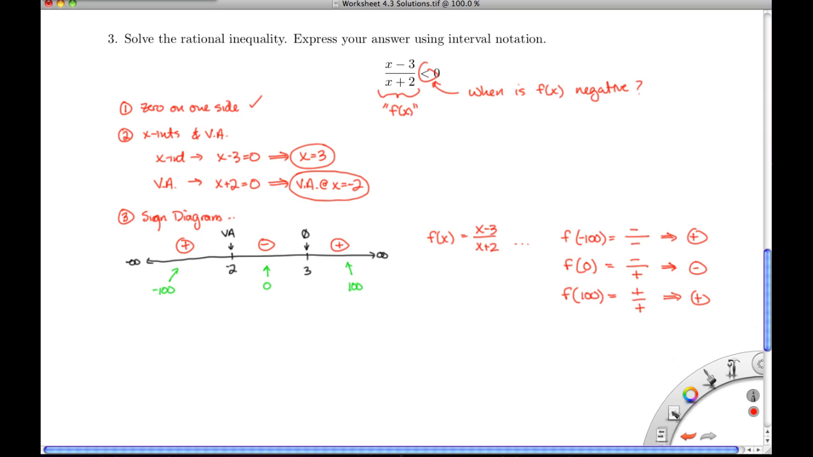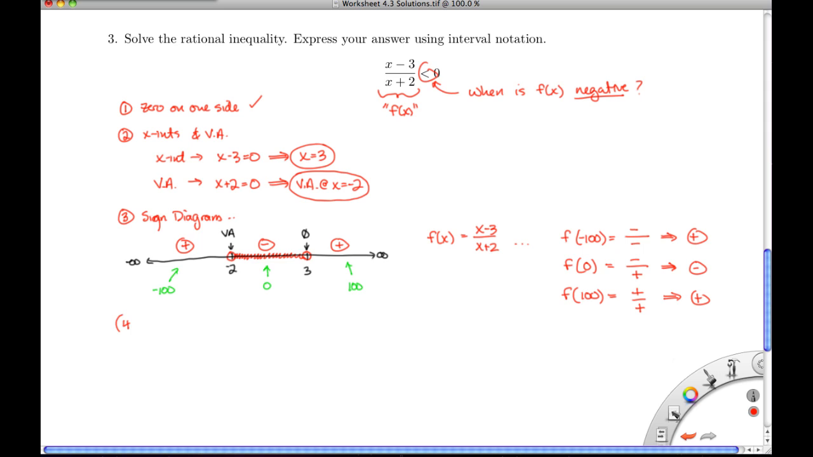Okay, now we want to know when is f of x strictly negative. So that means we don't want to include zeros. So I'm going to put an open dot over 3. If this was less than or equal to, we would absolutely include 3. We will never include -2 because that's a vertical asymptote. Our function isn't defined there. And if we're trying to find out when it's negative, well, it's on this interval in between these 2 points.